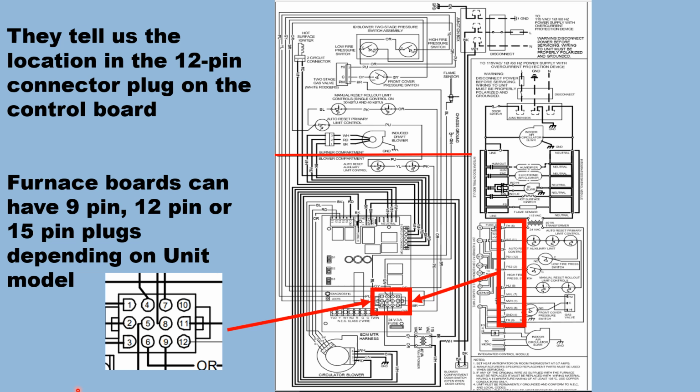Furnace boards can be 9, 12, 15. But by the time we're done with the third section of this, you'll see why that is so important. Because part 2, video 2 is going to be the sequence of operations, and then part 3 is going to be using the sequence of operations to troubleshoot. We'll talk more about that at the end.